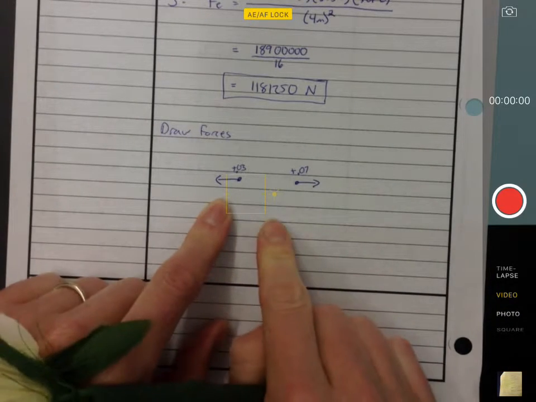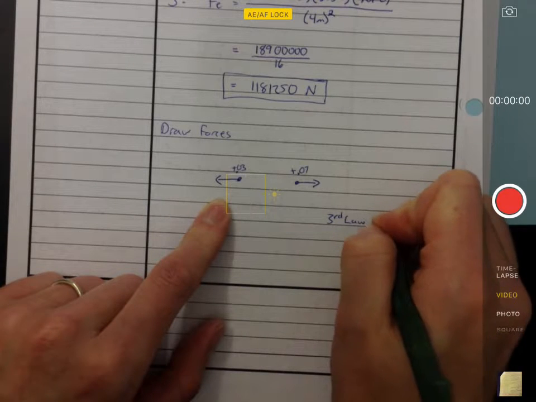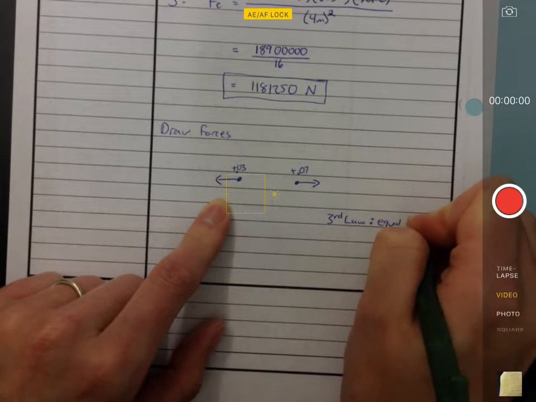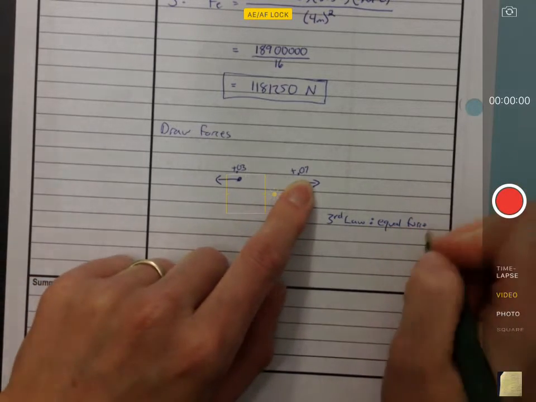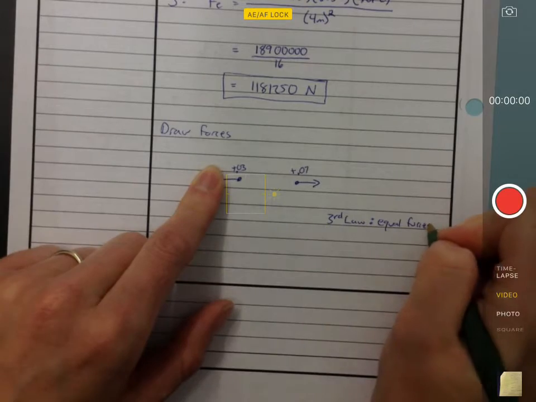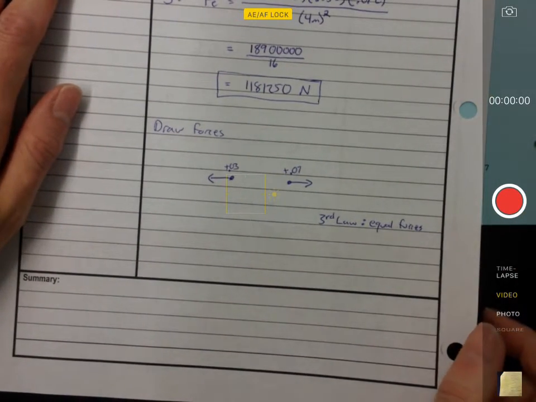Now, Newton's third law says that those have to be the same. Newton's third law says that those are equal forces because if this one pushes on this one, this one pushes back with the same amount of force. So equal forces, opposite direction. So that's how I know my arrows should be drawn the same.